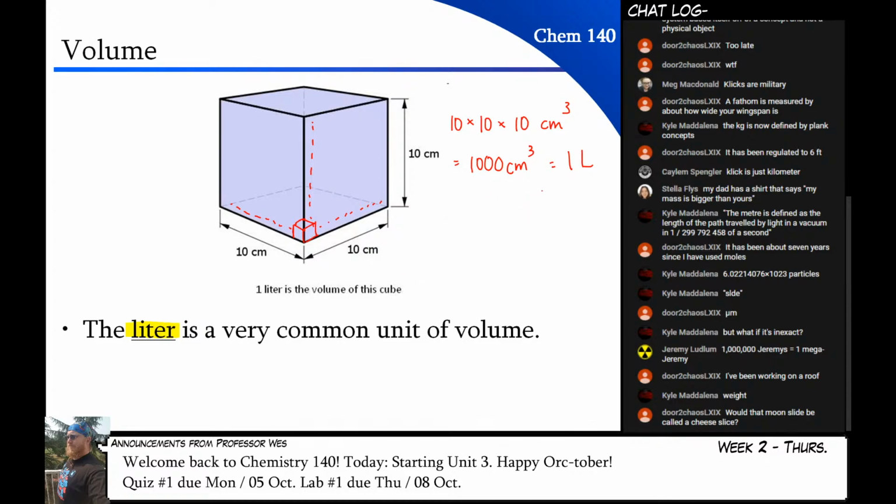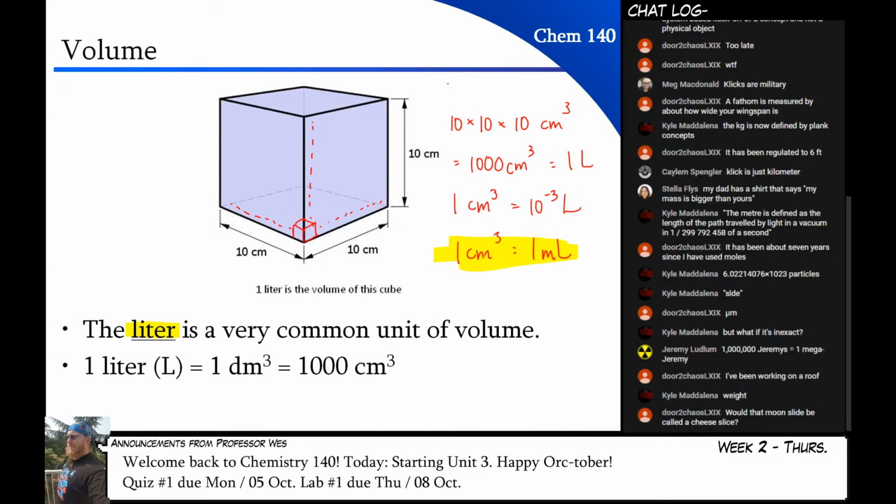Now, if I were to divide both sides by 1,000, I would get that. Because 1 over 1,000 is 10 to the minus 3. Which is the same as this. So, not only do we know how many cubic centimeters are in a liter, we also know how many milliliters are in a centimeter cubed. It turns out that 1 milliliter is 1 cubic centimeter. So that's a definition, and that's where our concepts of volume come from in terms of length.